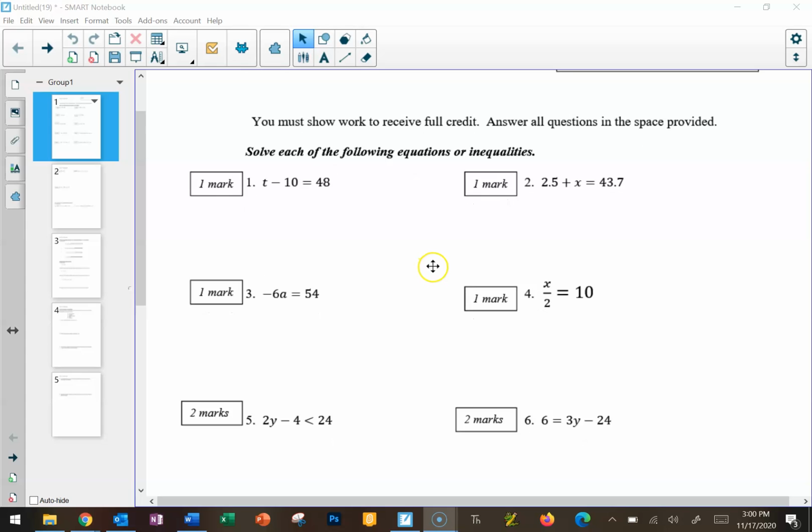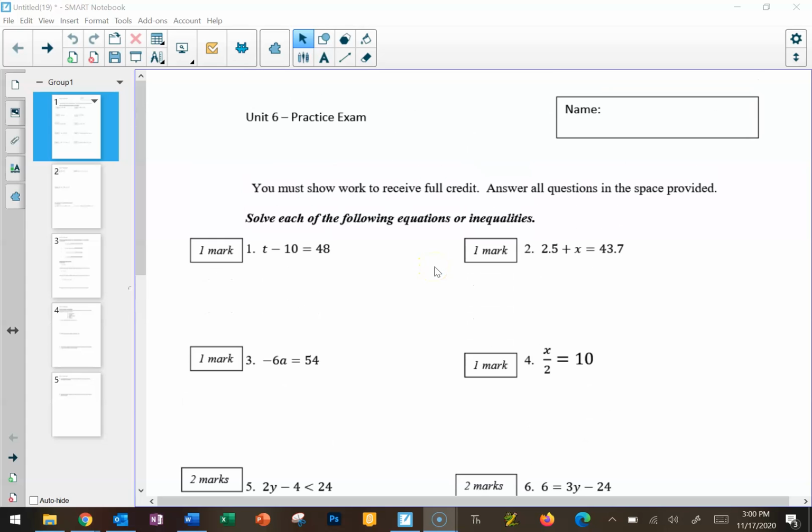Okay, so this exam, we're going to have both equations and inequalities. You're going to do lots of solving for variables in grade 10, 11, and 12, so we want to make sure that we're good at it. If you start out with fractions, you should end with fractions. If you start with decimals, you should end with decimals.